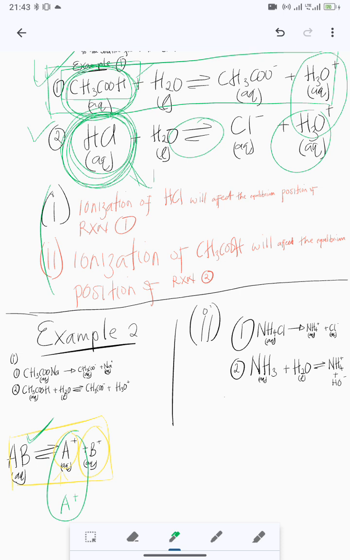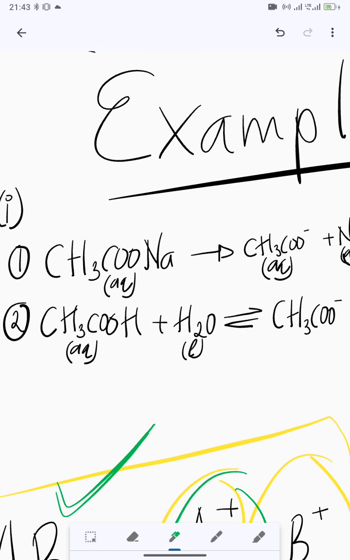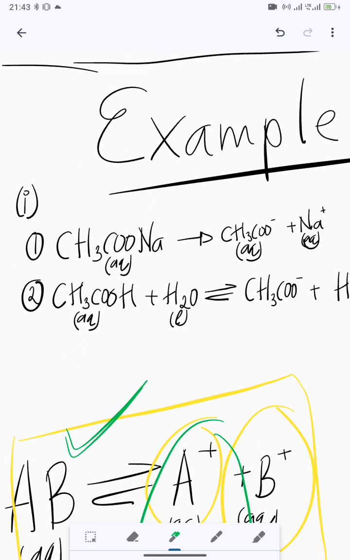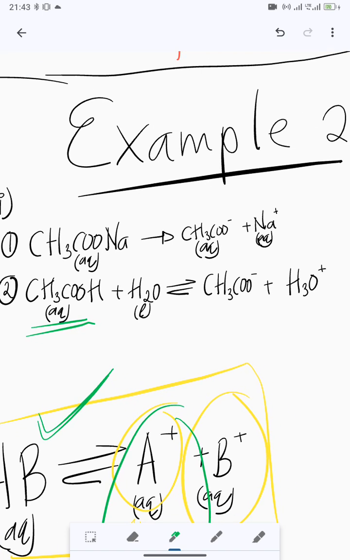So let's dive into example number 2. Yes, you have the sodium acetate, and then it dissociates into the acetate ion and sodium ion. And then we bring another source, which is acetic acid here, and then it dissociates into what? It dissociates into the same acetate ion. So what is our common ion? Our common ion is the acetate ion.